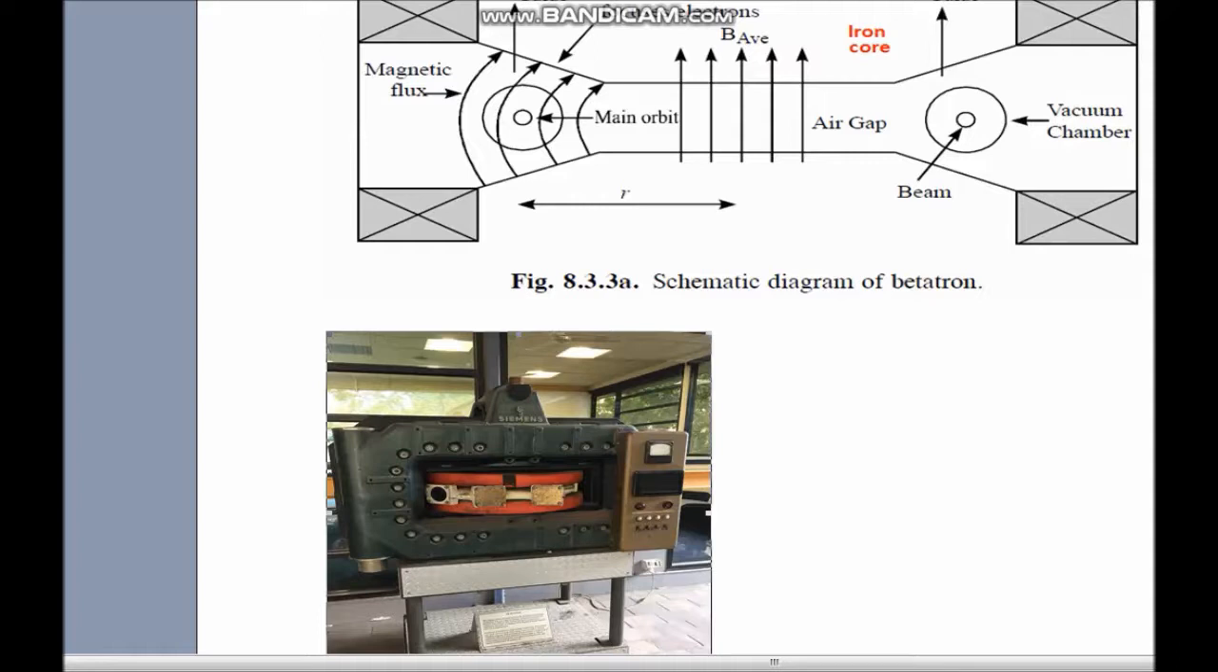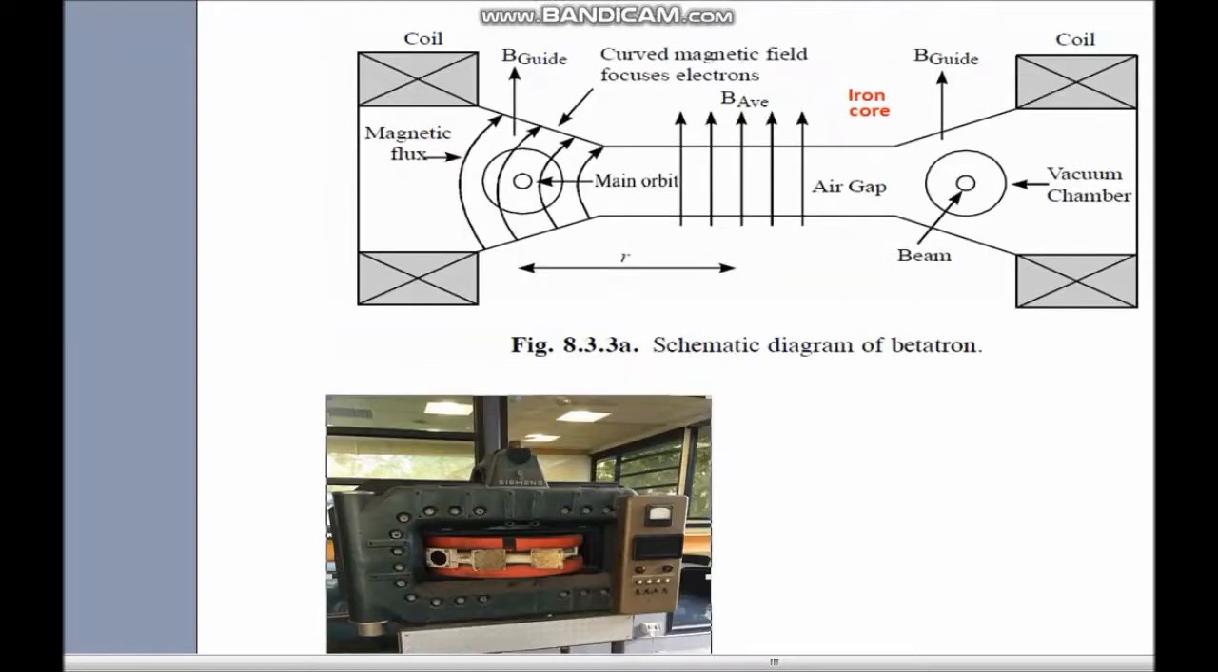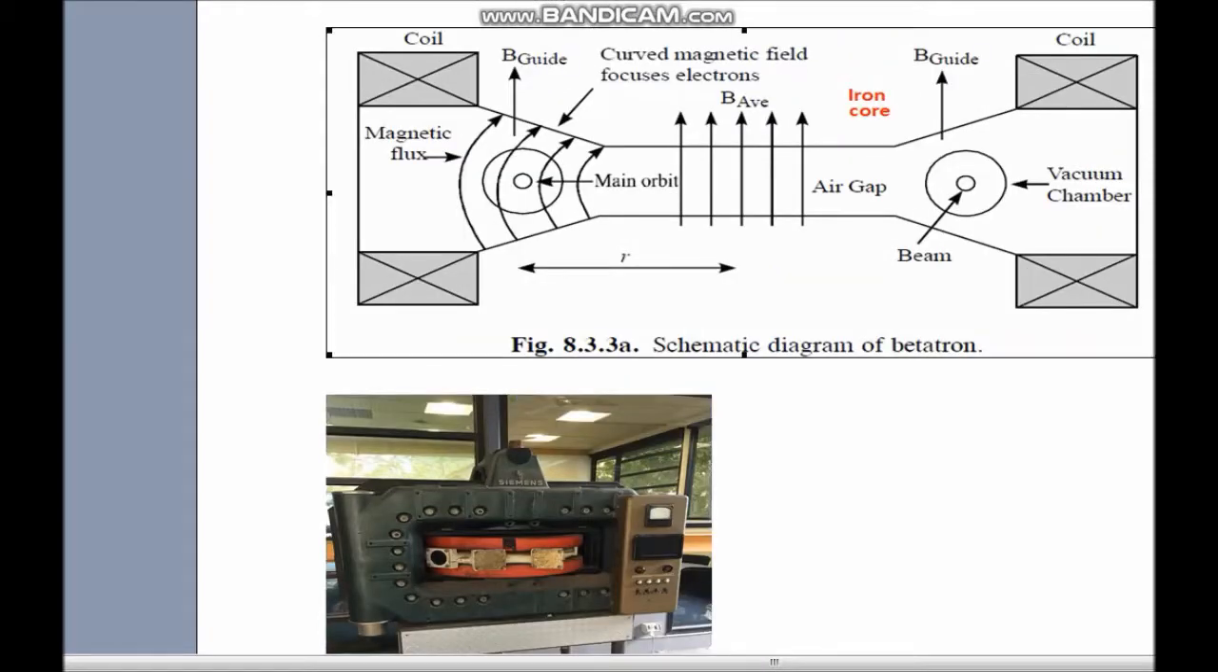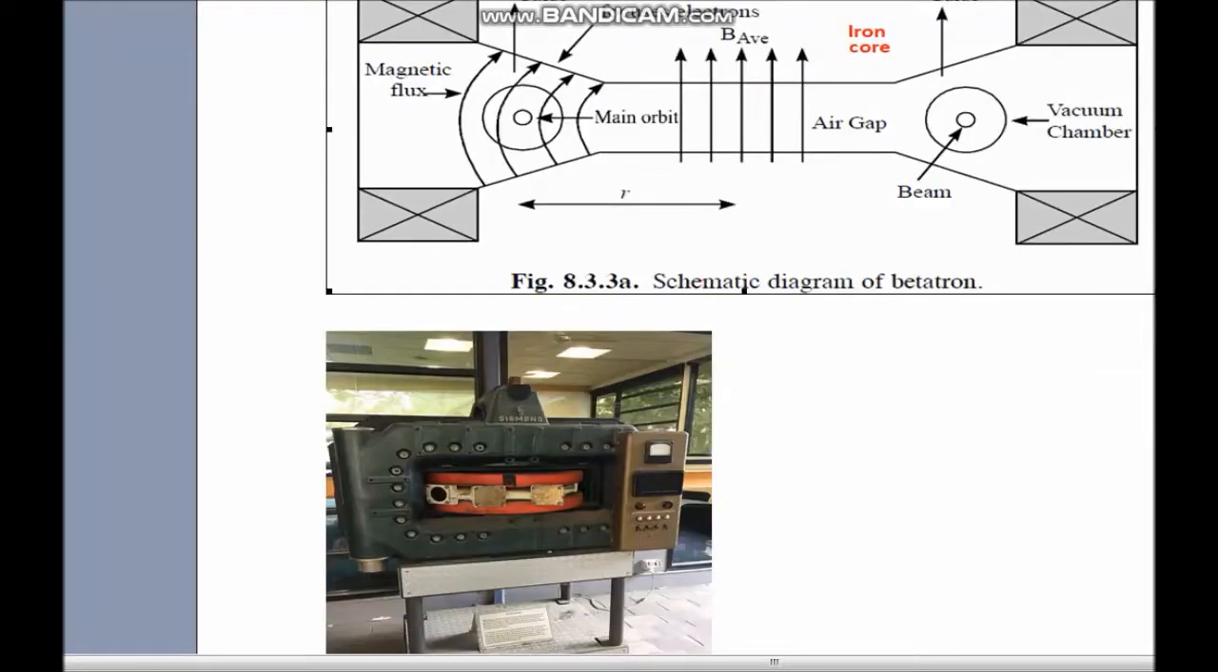The guiding field is half of the B average. B average is basically twice the B guide. And then the shape of the magnetic field is taken such that these lines of force are radial, so that the force due to this time varying magnetic field gives rise to this electromotive force, and that in turn gives rise to the force which acts on the path of the electron. It is always parallel, along the tangent.